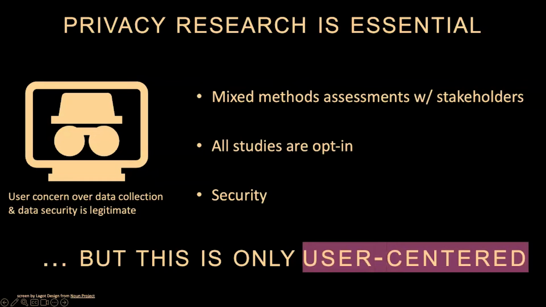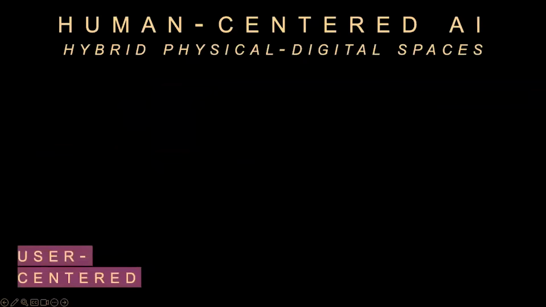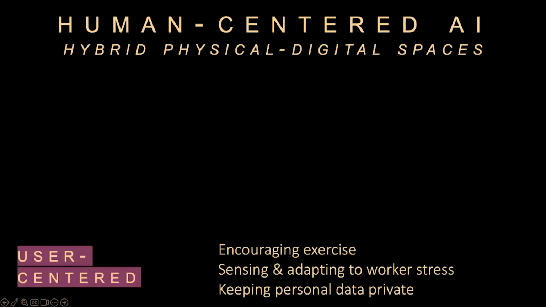And so now I'm going to show you some of our newer research that tries to get a better understanding of these higher levels. So let's think about the features that I've shown and see what levels we were designing. At the user-centered level, we're mainly thinking about building residents who would want these features for themselves. Features that would encourage more exercise, let's say, or sense and adapt to their stress.